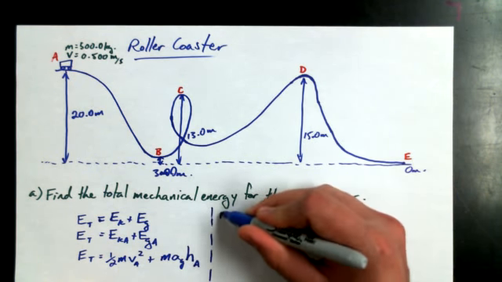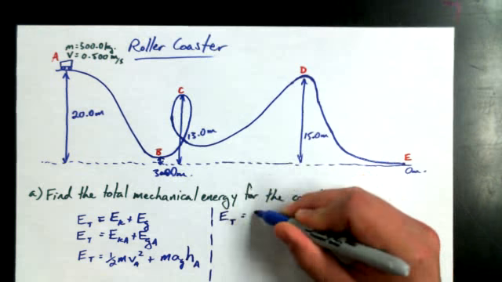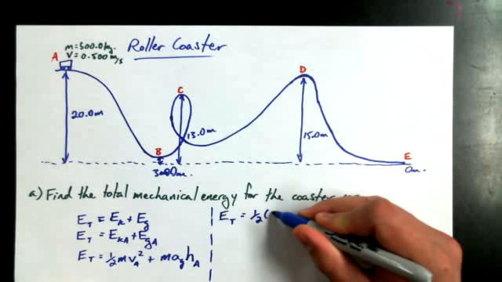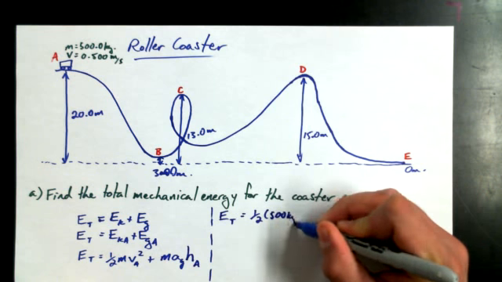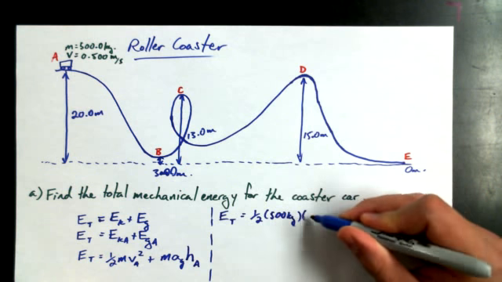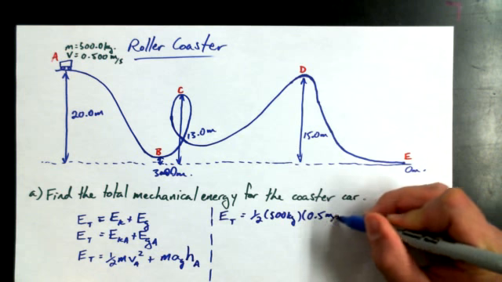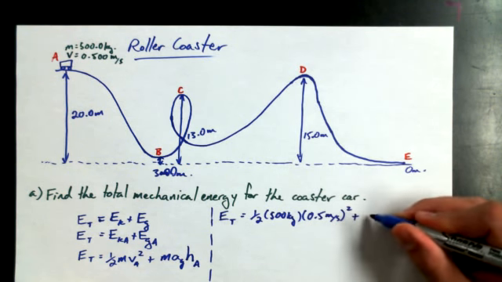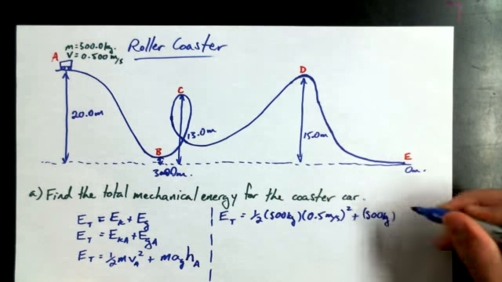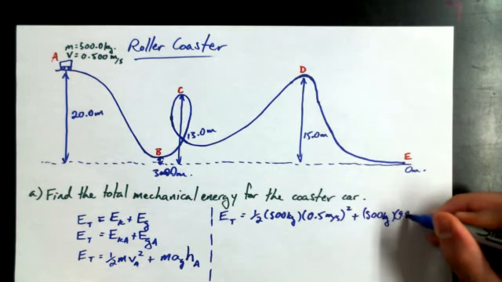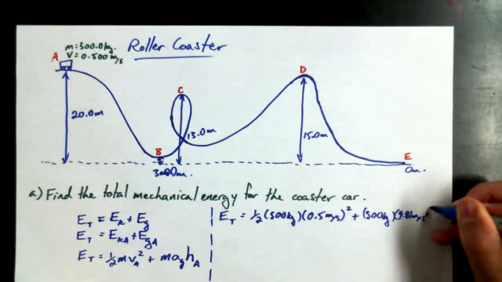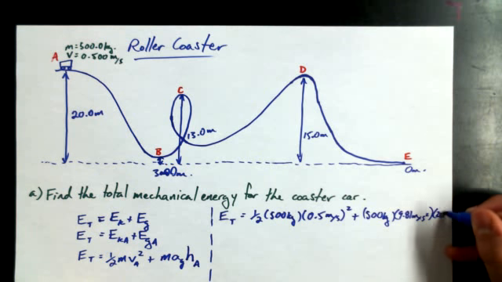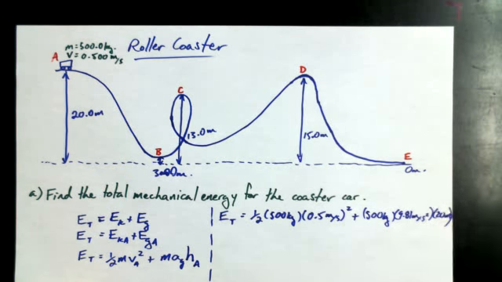Now let's start plugging in some values. E total is equal to 1/2, we said the mass is known, 500 kilograms, times the velocity, 0.5 meters per second squared. I'm dropping off those extra zeros just to save space so I don't run out. Plus 500 kilograms times 9.81 meters per second squared times a height of 20 meters. I still almost ran out of space.